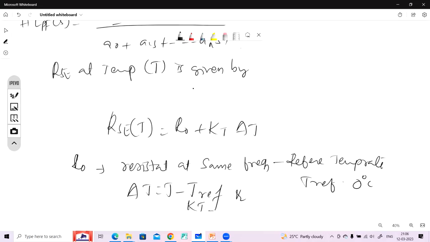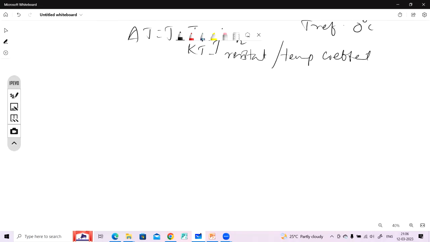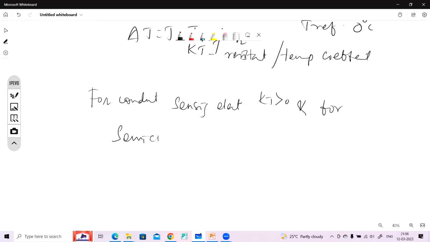And Kt is the resistance or temperature coefficient. For a conducting sensing element Kt is greater than 0, and for a semiconducting sensing element Kt is equal to 0.